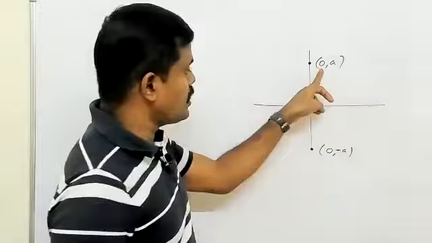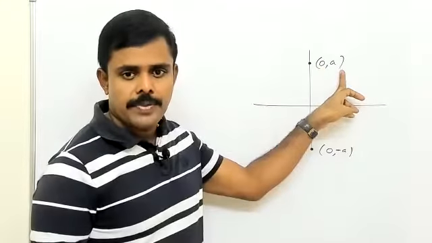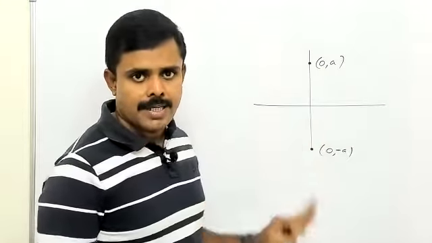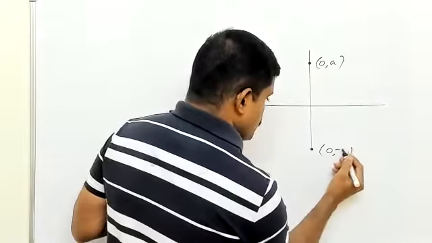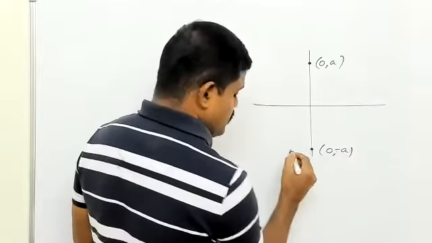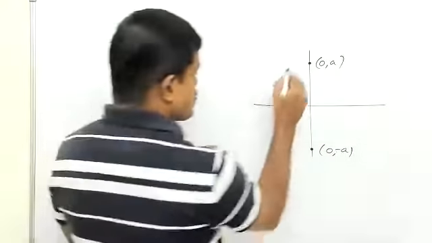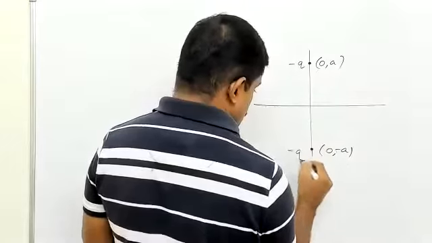Look at this. X coordinate is 0, Y coordinate is plus A. X coordinate is 0, Y coordinate is minus A. And you are placing what here? As per the question, you are placing two negative charges minus Q. This is one minus Q. This is one minus Q.